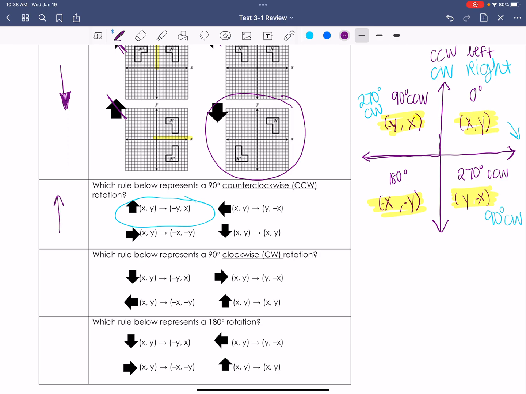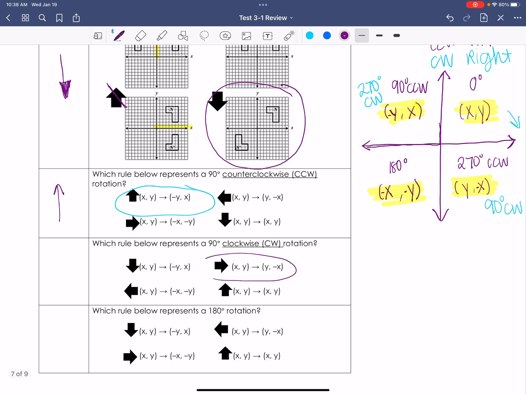Looking at my next example, it says, which rule represents a 90 degree clockwise rotation? So again, I'm going to 90 degree clockwise rotation, and I have y, comma, negative x. So here, the right arrow is going to be your answer. Then it says, which rule below represents a 180 degree rotation? Remember, that's the easiest rule to remember because they stay in order and they both change. They both get a negative. So here, your answer is going to be the right arrow.